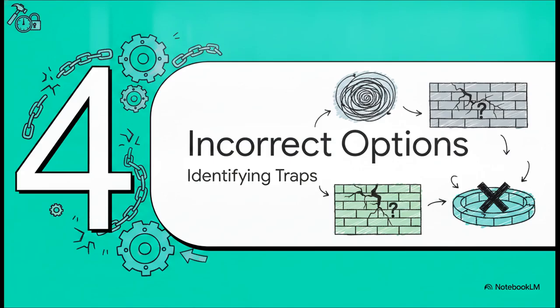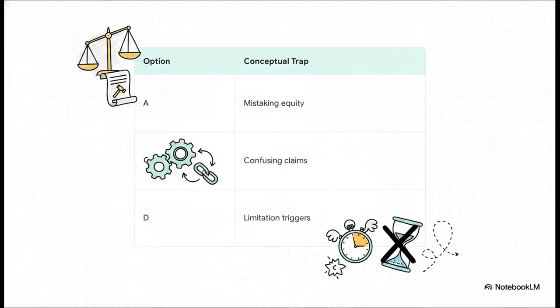Okay. Let's systematically tear down the conceptual traps in the other three options so you don't fall for them. It's actually kind of fascinating to see how the examiner tries to trick you here. Option A traps you into mistaking equity for statutory law. Option C tricks you into confusing a specific lien right with an entirely separate legal claim.